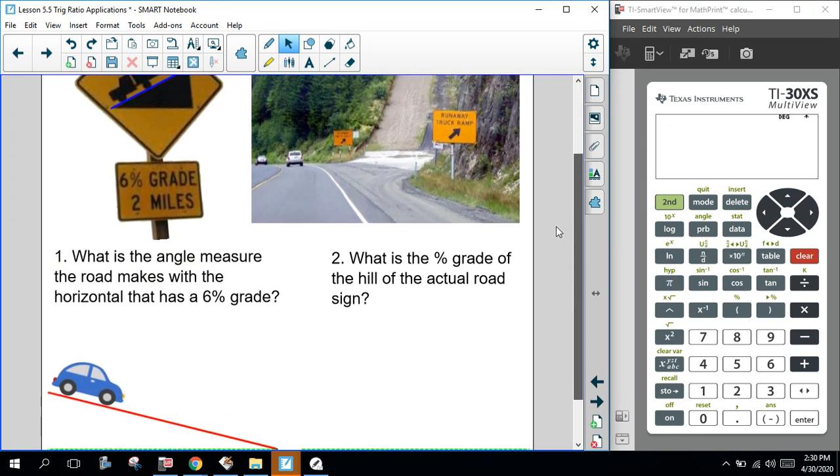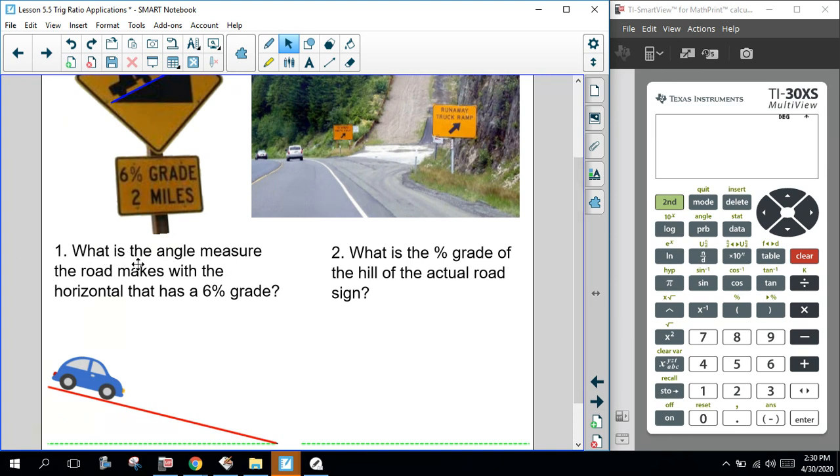Well, a 6% grade is talking about the slope. So number 1 says, what's the angle measure the road makes with the horizontal that has a 6% grade? We know that a percentage is out of 100, so a 6% grade means 6 out of 100, or a slope reduced down to 3 over 50. To find the angle measure that this makes with the horizontal, we know the tangent ratio is opposite over adjacent, and the tangent of theta is equal to the slope, which in this case is 3 over 50.